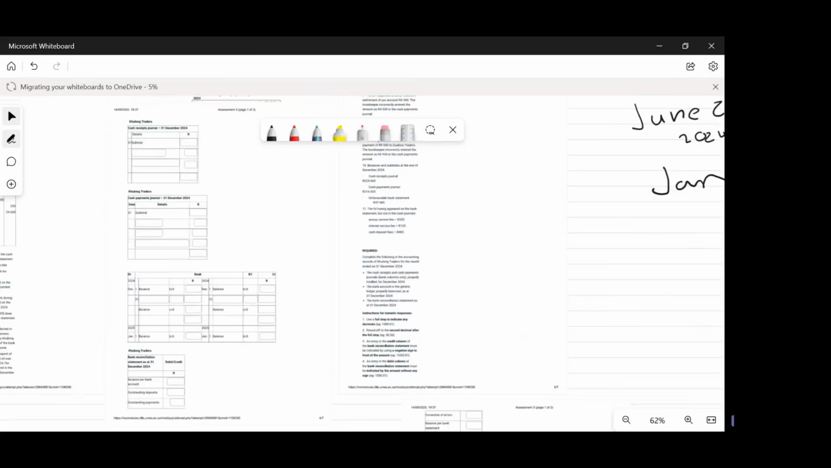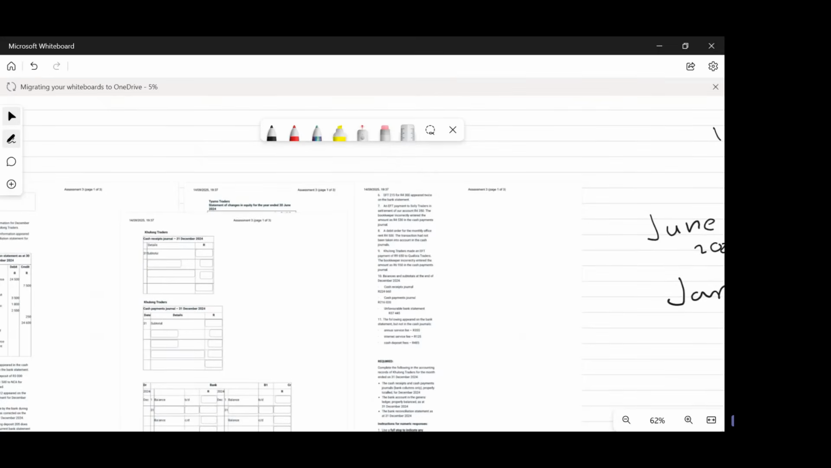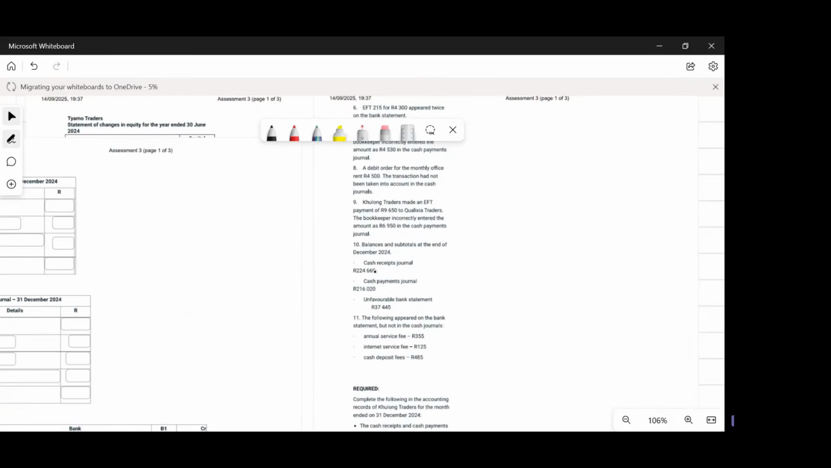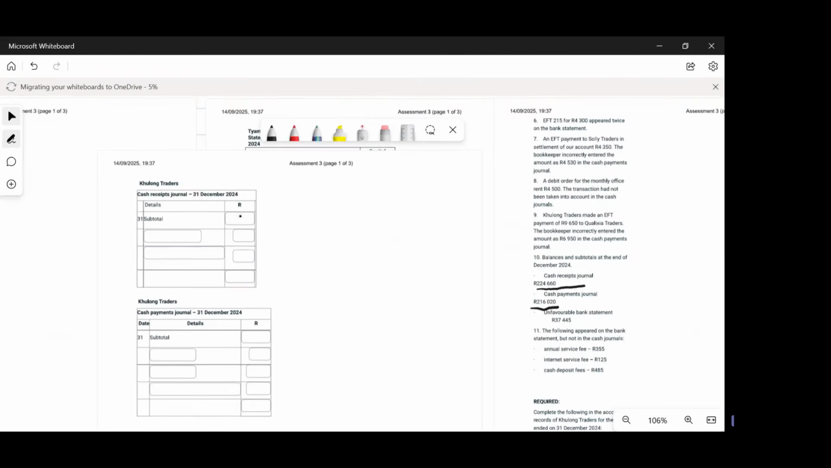Okay. So if, for example, here they told you that the subtotal of the cash receipts journal is 224,660, and the one for cash payments is 216,020. So you just come and record the amount here, 224,660, and then on cash payments you record your 216,020.